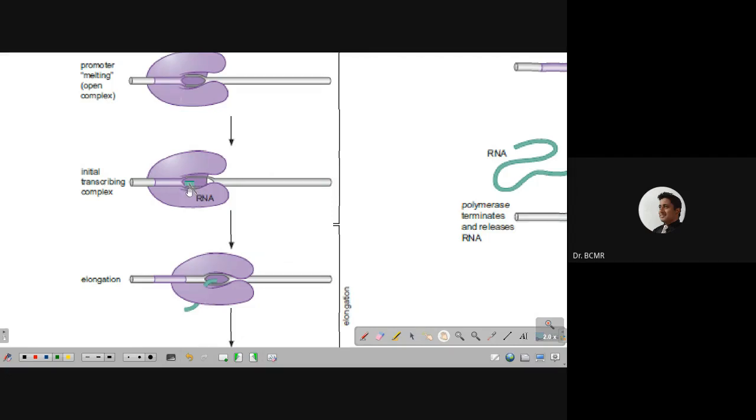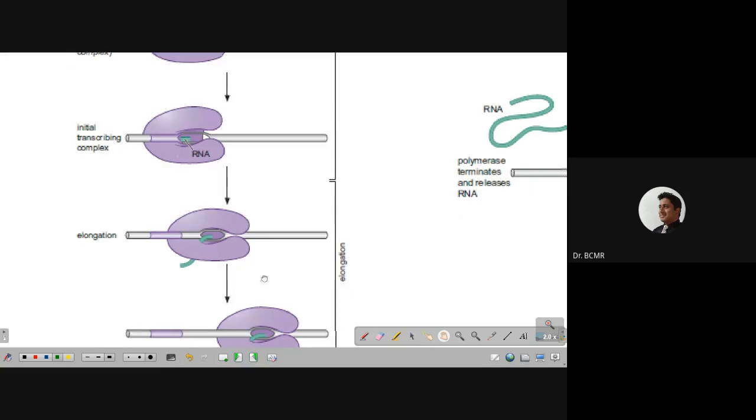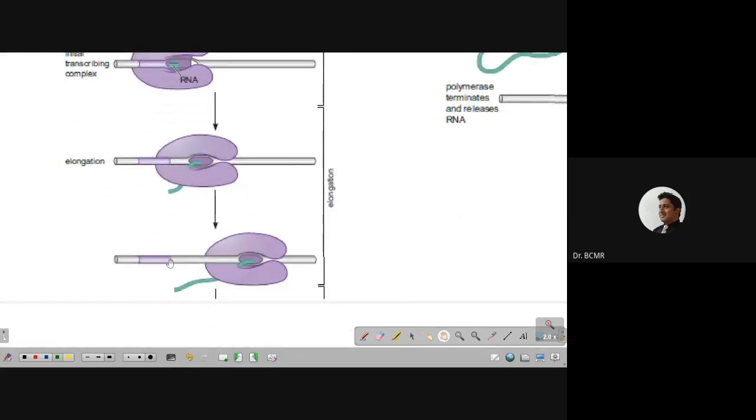So RNA polymerase will start synthesizing RNA from here, and slowly keep moving in this direction. As it is going, this transcription bubble will keep on moving as well. That means hydrogen bonds are broken as it moves, and behind it, the hydrogen bonds are remade between the template and non-template DNA. That part is the elongation, where RNA polymerase keeps moving and produces RNA.